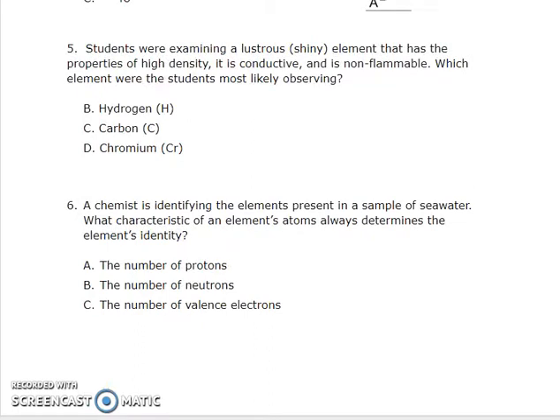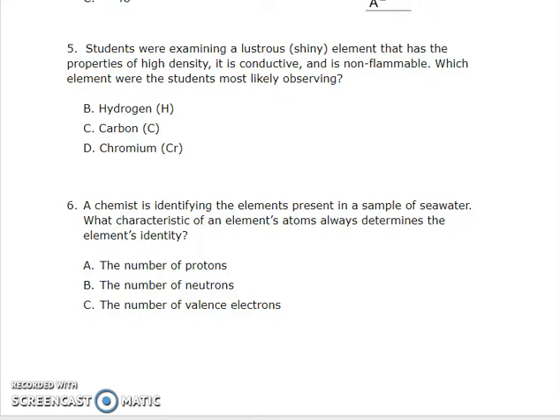Number 5. Students were examining a lustrous element that has the properties of high density, it is conductive, and is non-flammable. Which elements were the students most likely observing? B, hydrogen, C, carbon, D, chromium.